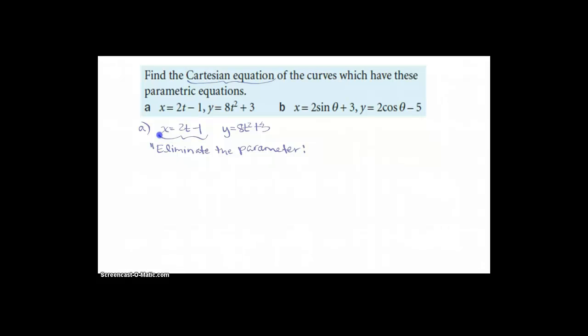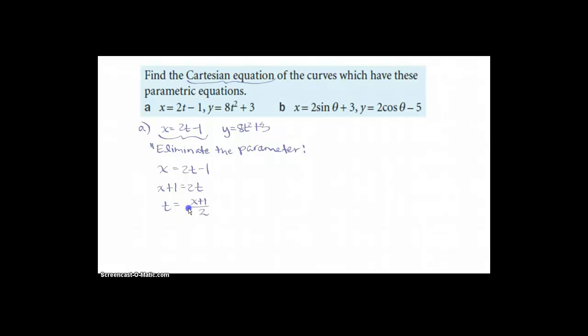Well, the process for doing that is to take one of your x or y functions, it doesn't matter which. Here there's less happening to t in the x function than there is in the y function. So I'm going to take the x function and I'm going to solve it for t. Instead of having x in terms of t, I want to wind up with t in terms of x. So I'm going to add 1 to both sides, that's going to leave me 2t, and then I'm going to divide both sides by 2.